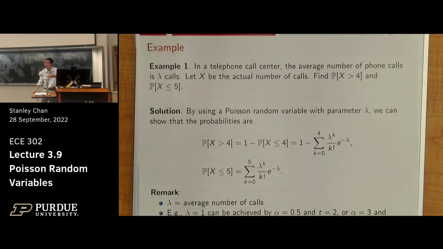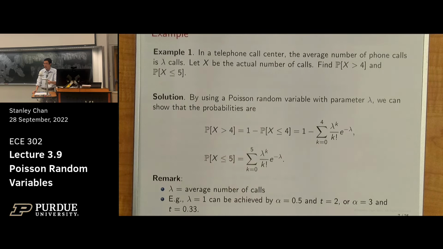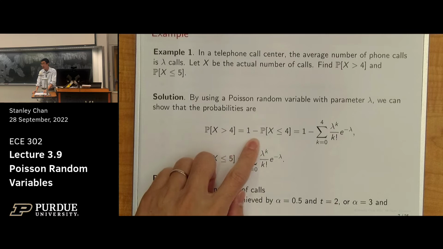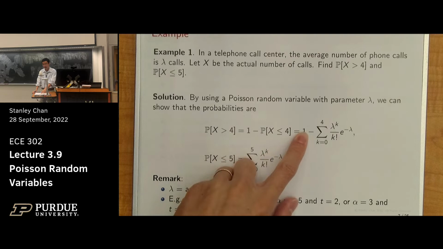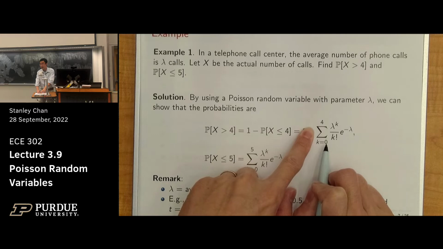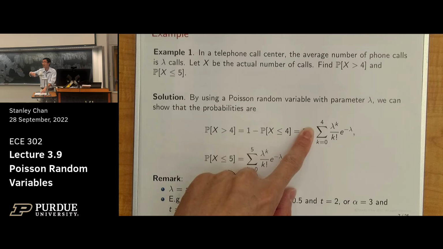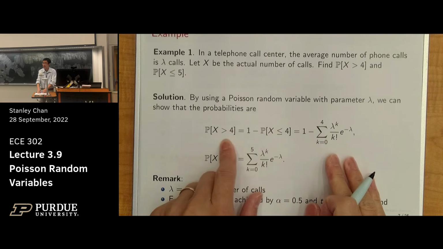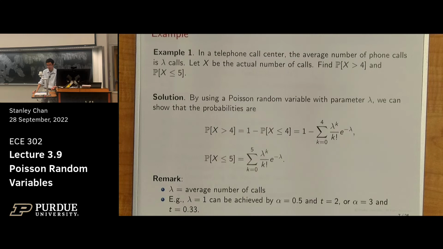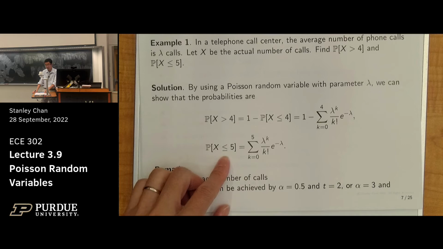To calculate that, you can see it's fairly easy. The probability of x bigger than 4 is 1 minus the probability that x is less than or equal to 4. That's just the complement. And for the probability that x is less than or equal to 4, you just count the k from 0 to 4, and that is the Poisson PMF. Just add all the Poisson PMFs from 0, 1, 2, all the way to 4. That would be the probability of x less than or equal to 4. 1 minus that, you get the probability of x bigger than 4. Similarly, if you want to calculate the probability that x is less than or equal to 5, you just sum the PMF from 0 to 5, including the 5.